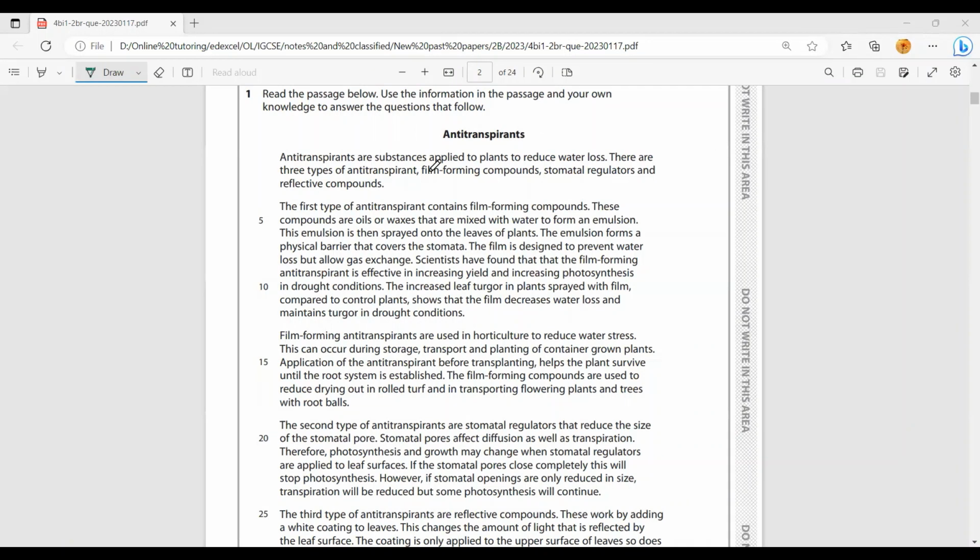Let's start. نبدأ بالarticle anti-transparents.